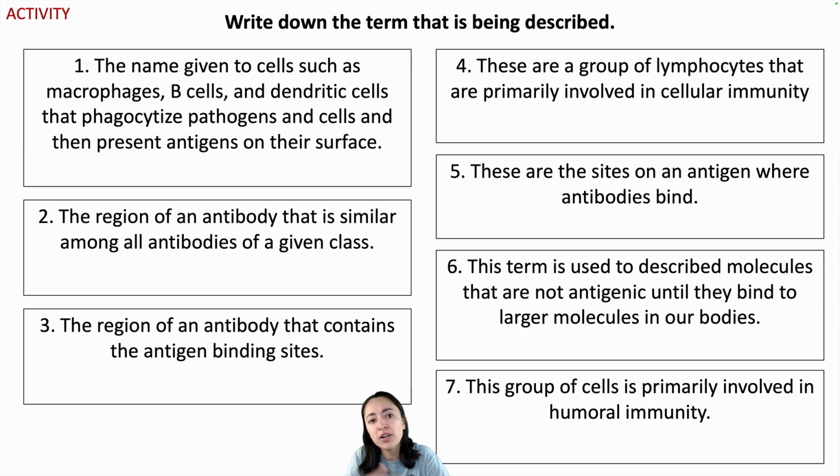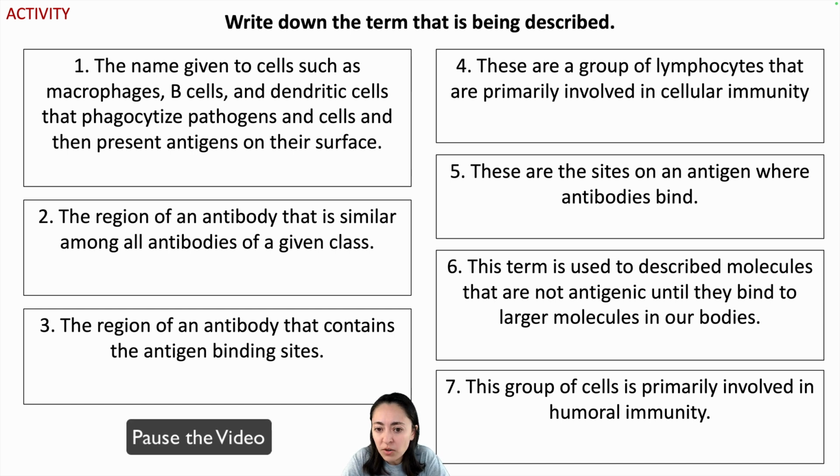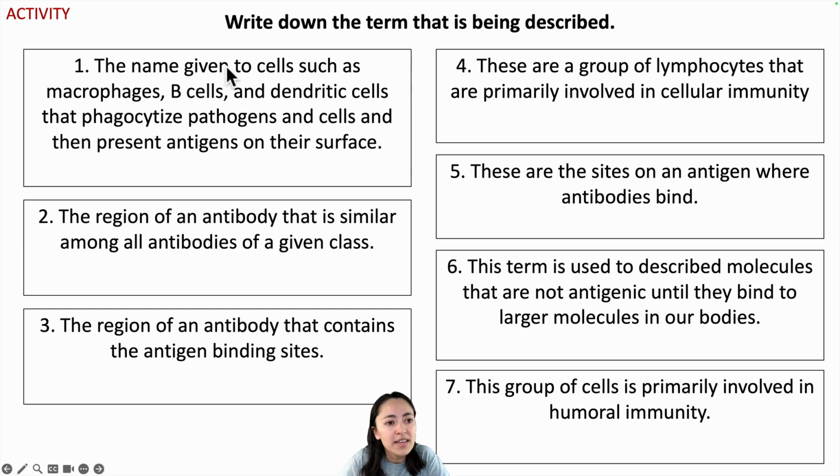Now let's test your understanding of the topics that we covered so far. Pause the video and try to answer these questions by writing down the term that is being described. Number 1, the name given to cells such as macrophages, B cells, and dendritic cells that phagocytize pathogens and cells and then present antigens on their surface. That would be antigen-presenting cells, or APCs.